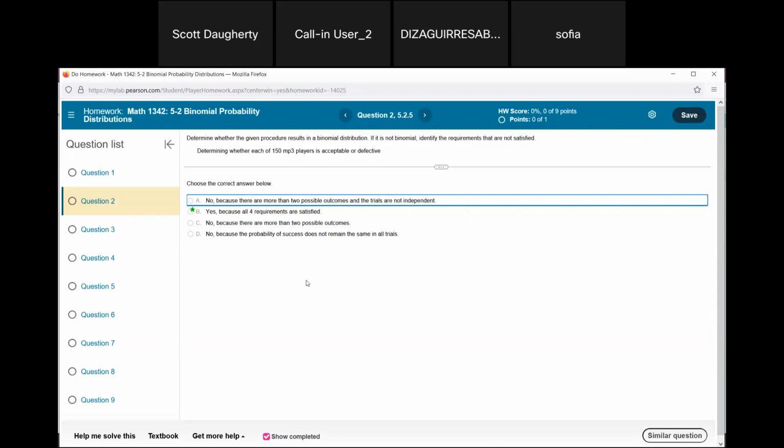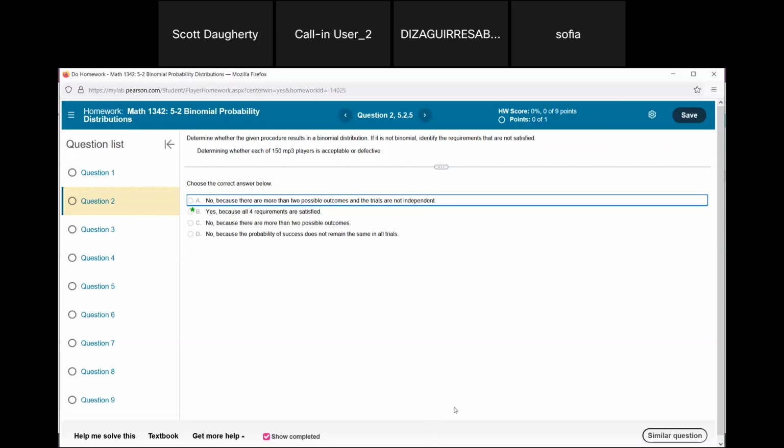So it says, determine whether each, so I guess what they're doing here is they're sampling 150 MP3 players and determining whether they're acceptable or defective. So maybe this is a company that makes MP3 players, and then after they make them, they go through a quality control process and they look at them and decide whether they're acceptable or defective. So we want to know whether this actually is a binomial distribution or has a binomial distribution. So we have to check the four conditions, okay?